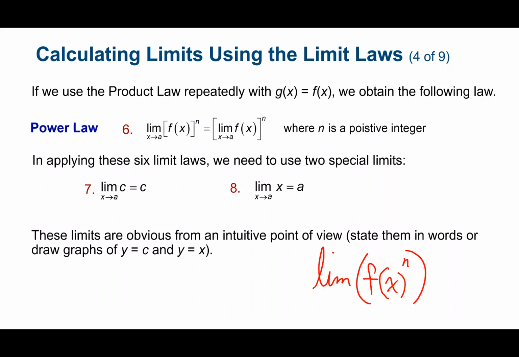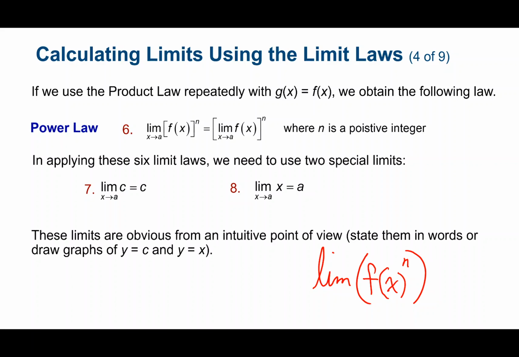And then we've got two special cases that are the simplest limits we can have. Need to keep these in mind. They're easy, but if you don't think about it much, sometimes they'll trip you up. Number 7 says the limit of any constant is just the constant. So the limit as x approaches a of c is c.